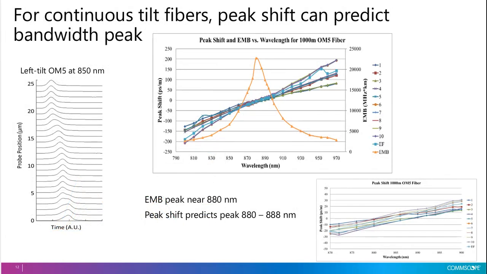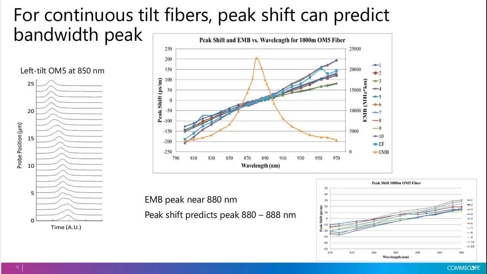So the first thing we'll look at is how well does this peak shift parameter predict where the bandwidth peak is going to be for a multimode fiber. So again, if peak shift is 0, that means those two pulses are aligned in time. That should indicate low modal dispersion and high modal bandwidth. And it turns out if a fiber has what I call a continuous tilt, this peak shift parameter works really well. So here's a DMD trace of a left tilt OM5.